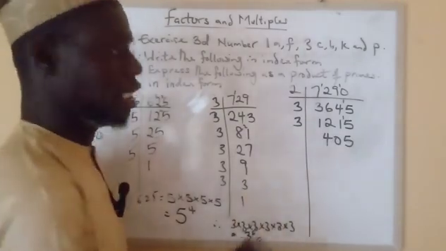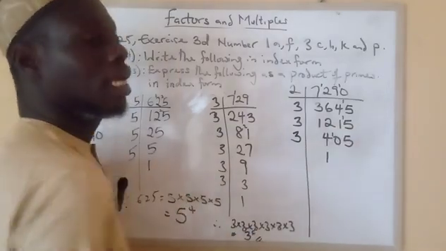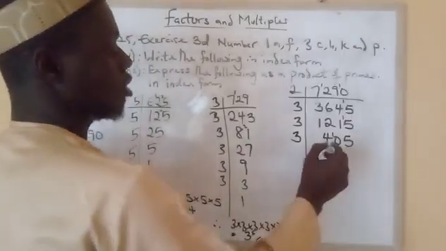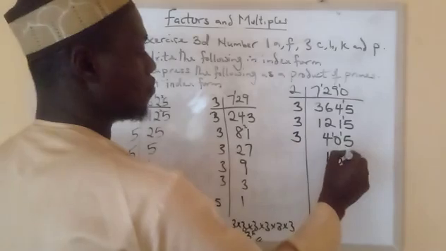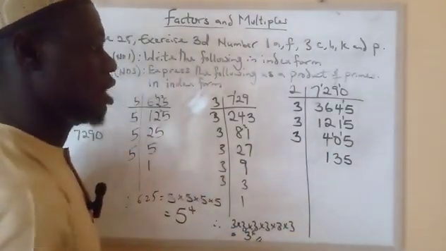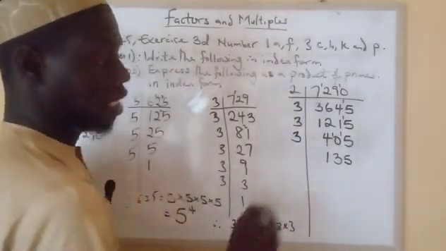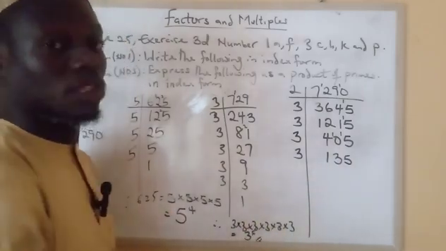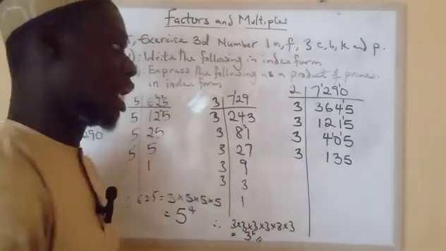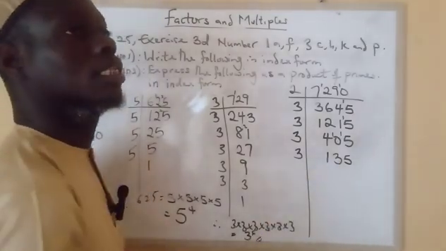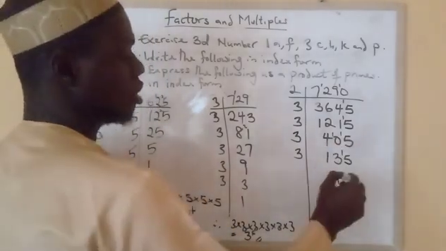So can we still use 3? Yes, we can. 3 in 4, 1, remainder 1. In 10, 3 in 10, we have 3, remainder 1. In 15, we have 5. Can we still use 5? I think the answer is yes, but we can still use 3. We can use 5, but let's begin to use 3 and make it in an ordered form. 3 in 13, that is 4, remainder 1. In 15, that is 5.